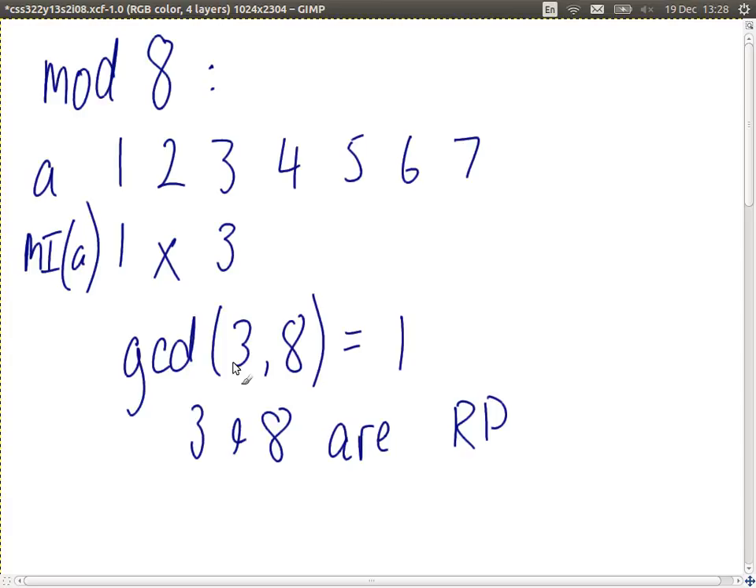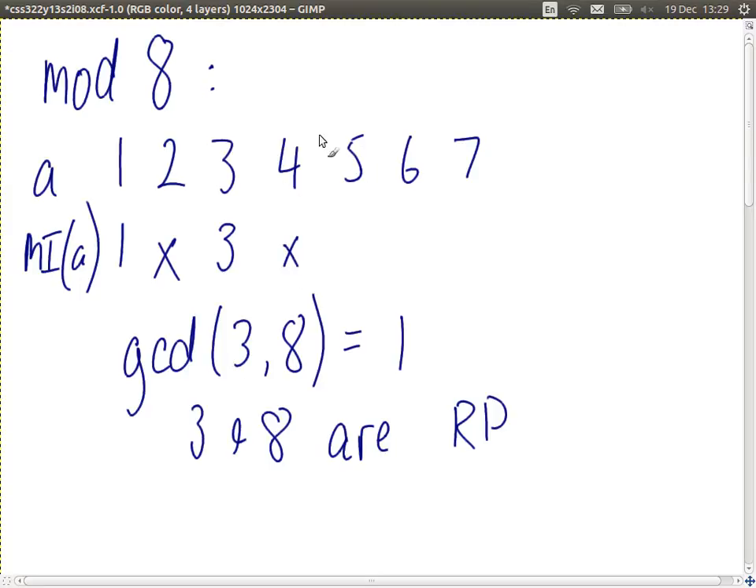Are 4 and 8 relatively prime? 4 and 8 have a greatest common divisor of 4. Therefore, 4 and 8 are not relatively prime, and therefore 4 does not have an inverse in mod 8. So there's no inverse of 4.